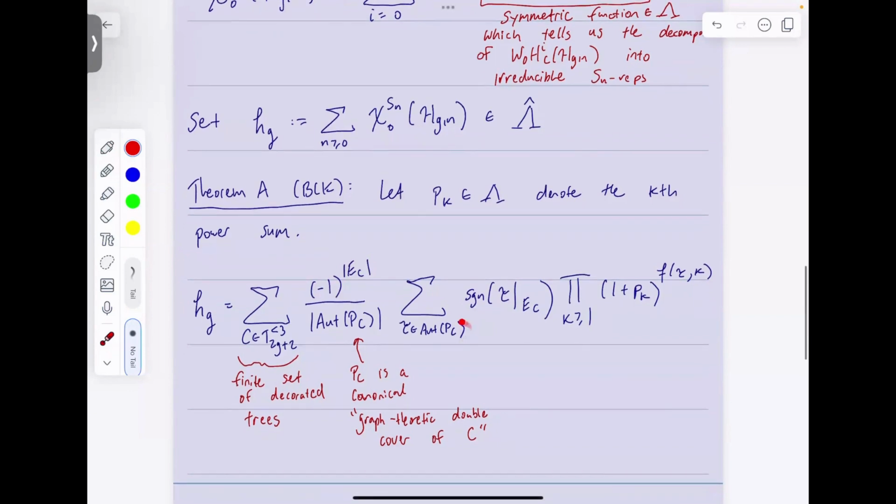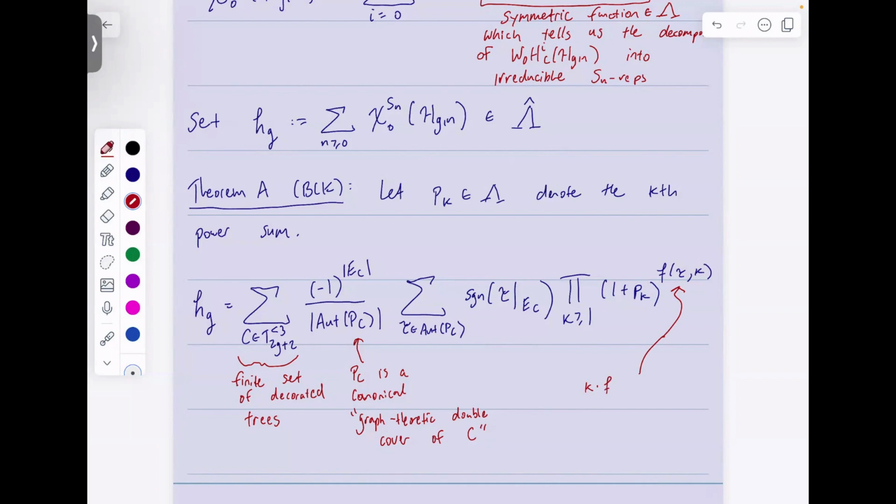Then I sum over every automorphism of this graph P sub C. This automorphism naturally acts on the edges of the tree itself, C. So I have some sign, the sign of the permutation on the set of edges induced by this automorphism. And then I have some product of these power sums, right? But the last thing to explain here is what is this exponent f of tau comma k, and it has a concrete interpretation in terms of the combinatorics of this automorphism.